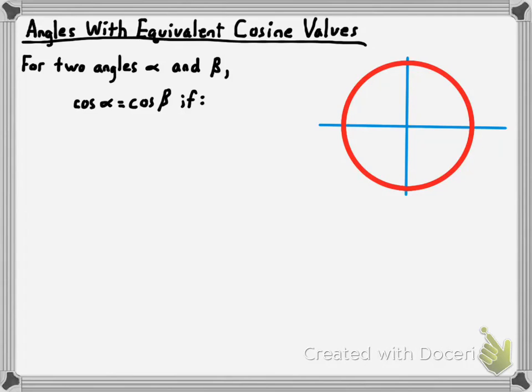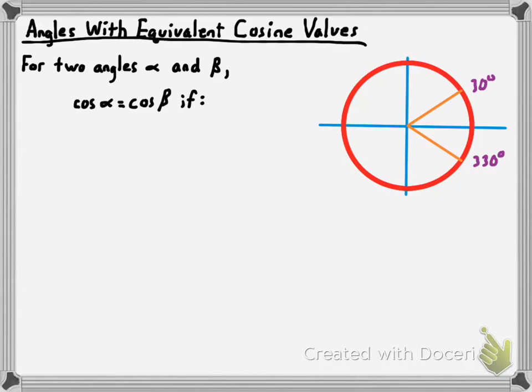Well, let me draw you a picture of a couple of angles that would have the same x-coordinates, because that would mean they have the same cosine values, right? Let's just say this angle and this angle. And then let me give you an example of the angle measures that could accompany that. Let's say that this is 30 degrees. Well, the angle that would have the same x-coordinate would be either negative 30 degrees or 330 degrees.